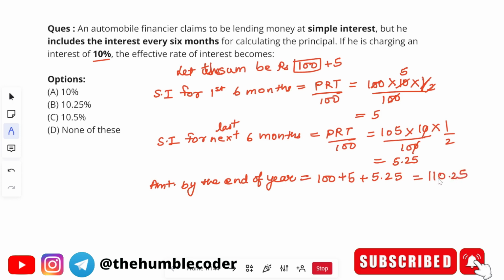This is the total amount for the entire year. Now, what we were asked is to calculate the effective rate. What is the effective rate?